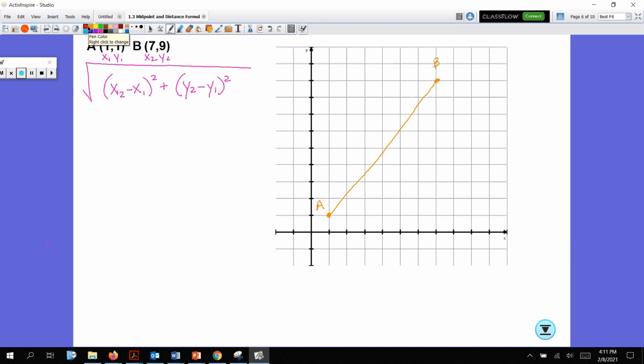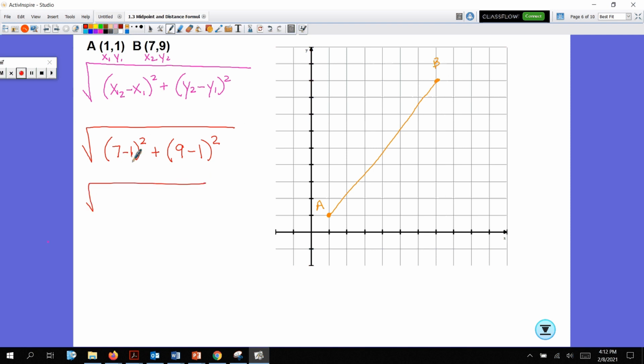All right, so let's plug it in. I know it's all underneath the square root. Boom. x2 is 7 minus x1, which is 1. 7 minus 1, quantity squared, plus y2, which is 9, minus y1, which is 1. All of that squared. All right, I'm going to just keep going down the line here and simplify.